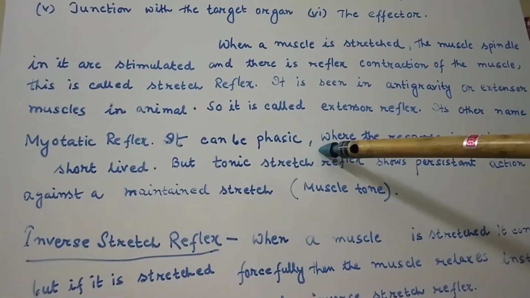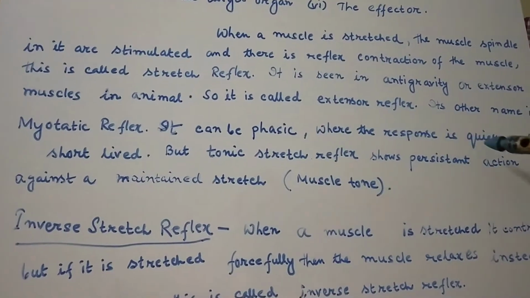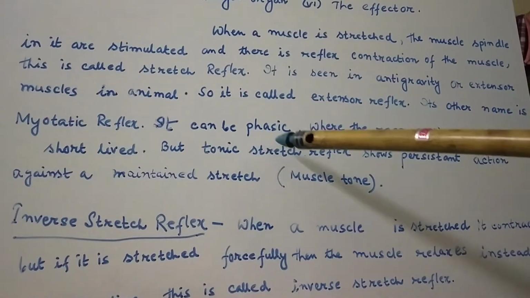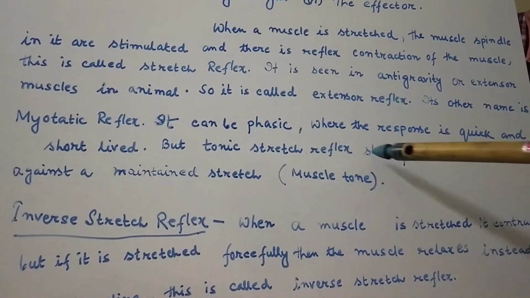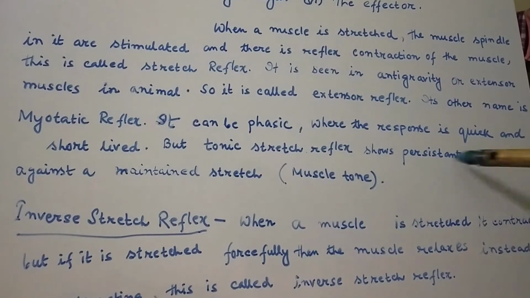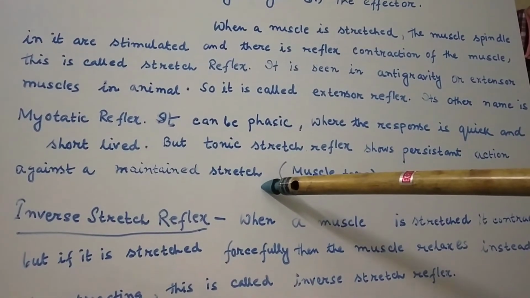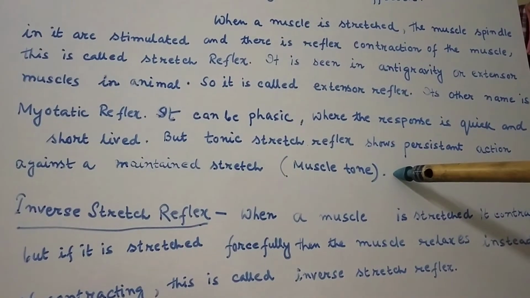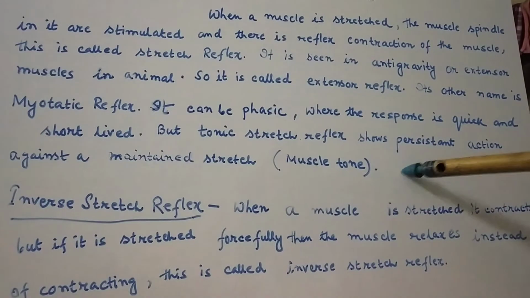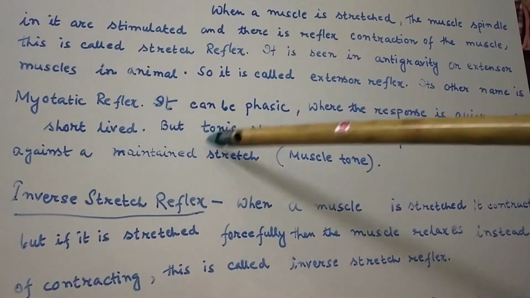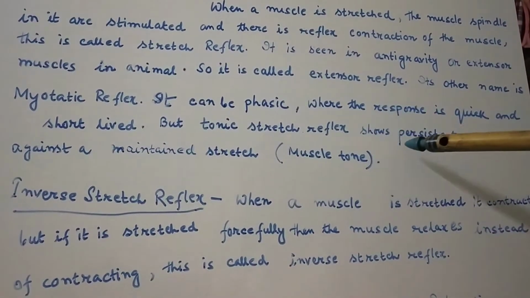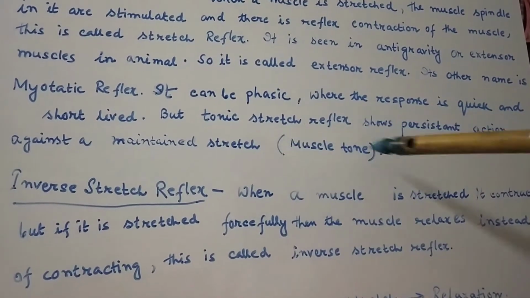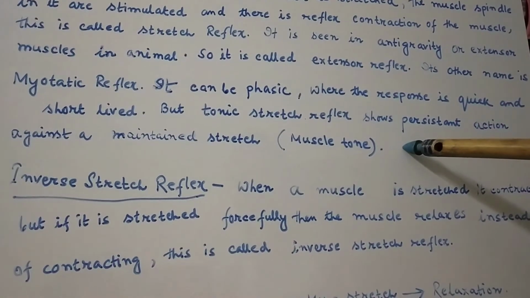That means there is a proper phase, and the response is sometimes quick and short-lived, but sometimes, in case of tonic cases, it shows a persistent action against a maintained stretch. It means it is long term, that occurs in case of maintaining the muscle tone. So sometimes the stretch reflex is very quick and short-lived, but sometimes it shows an action which maintains the stretch during the time of maintaining the muscle tone.